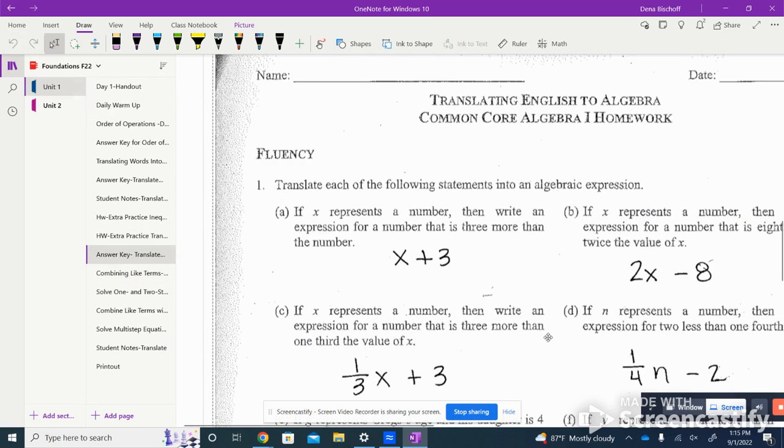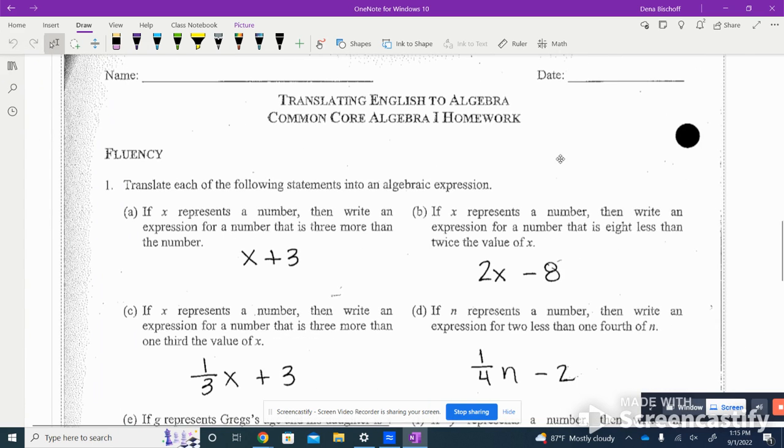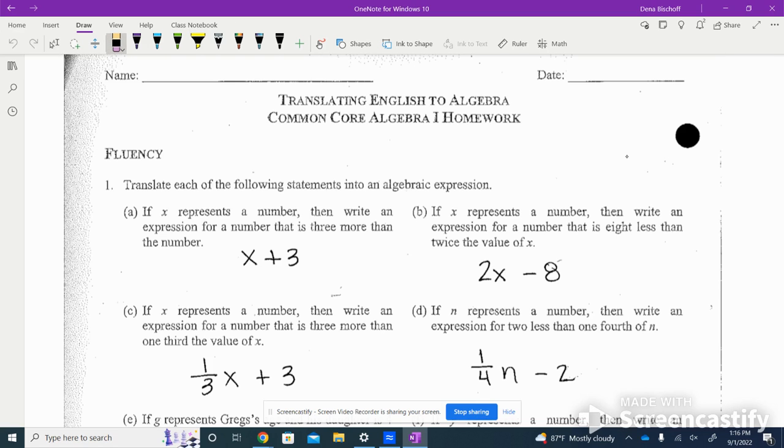So x plus 3. Did we have to do letter B? Yes. Okay. So letter B says we're writing an expression for 8 less than twice the value of x. 8 less than twice the value of x. Remember that less than is the weird one that makes us swap the order. So we have to change the order for that.